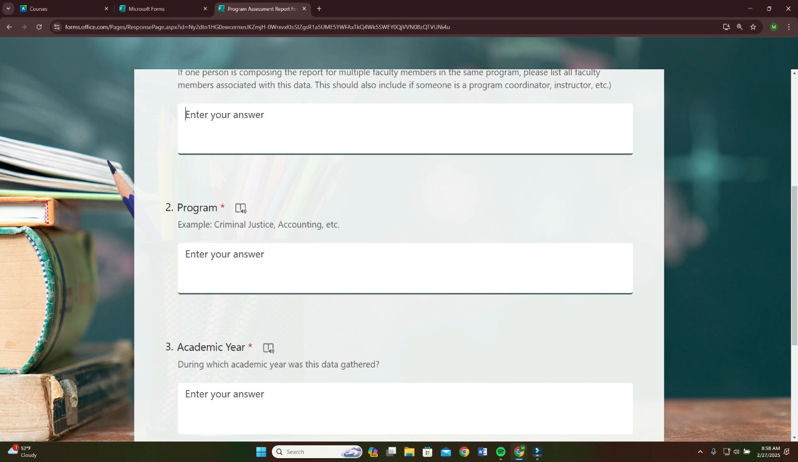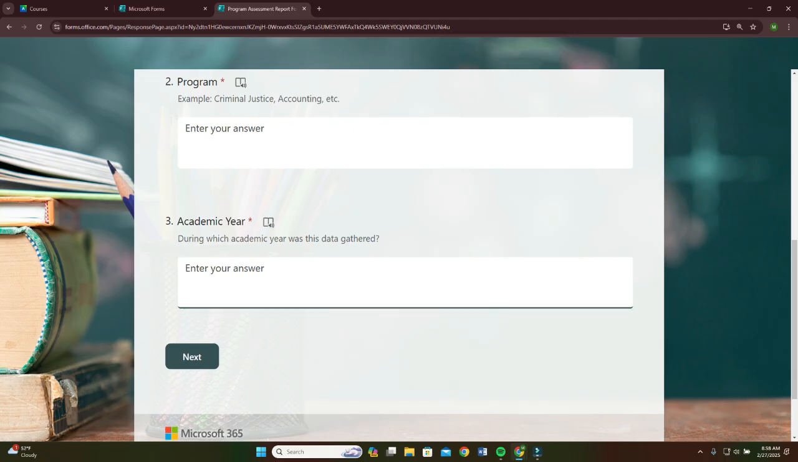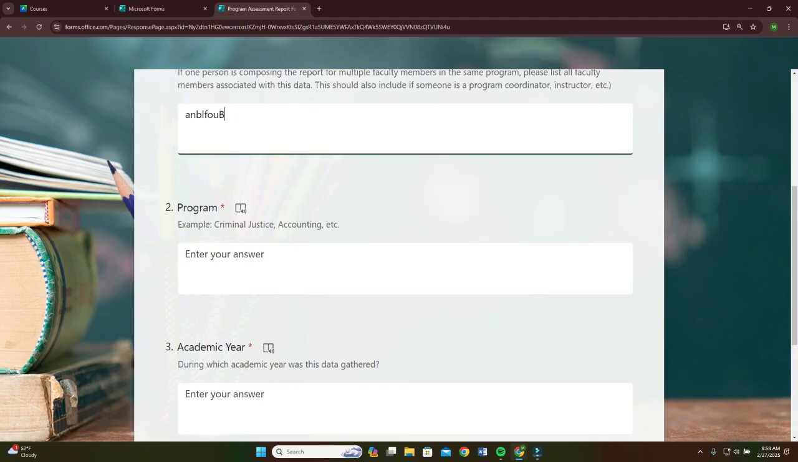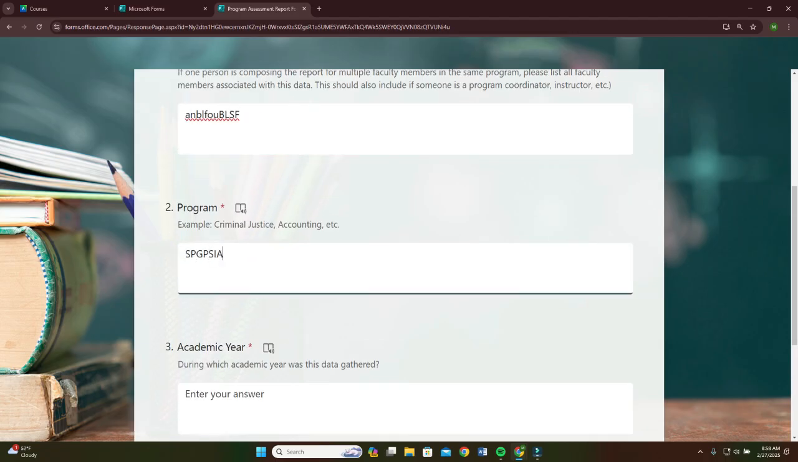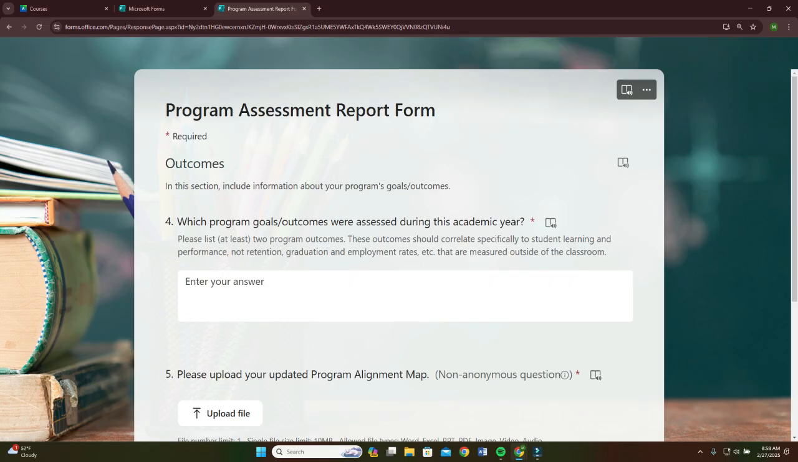Next is your program. Pretty straightforward. And then the academic year. So during which academic year was this data gathered? This is going to help us keep everything straight on our end. When it comes to course level assessment, we've done a pretty good job of cataloging all of our data. There are comprehensive reports that are out for each individual division, stuff like that. This helps with that. So I'll go ahead and just put our standard nonsense into our individual sections so that we can get to the next one.